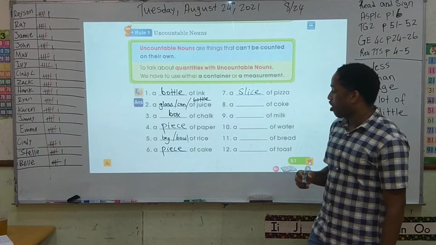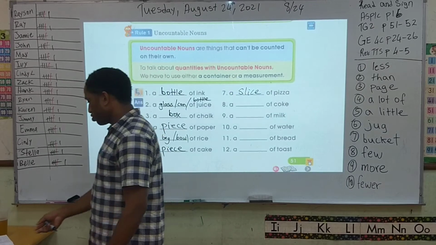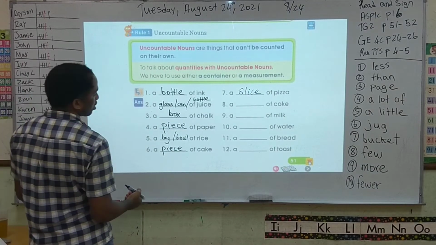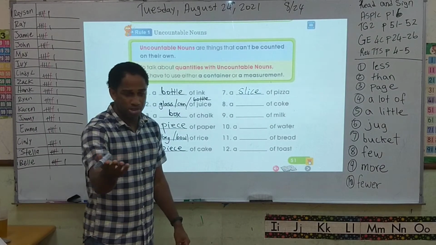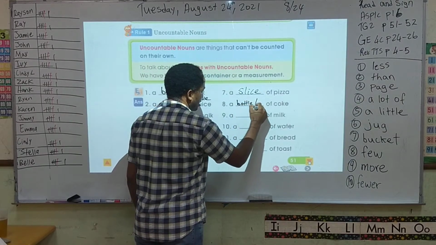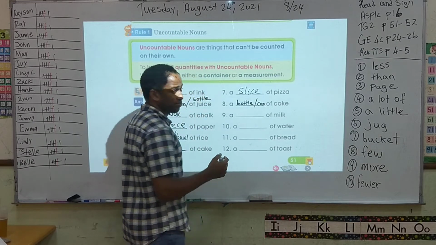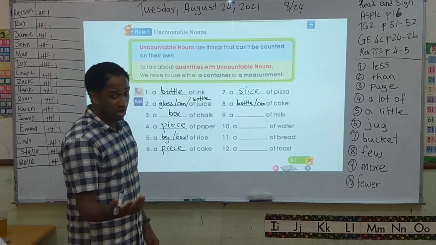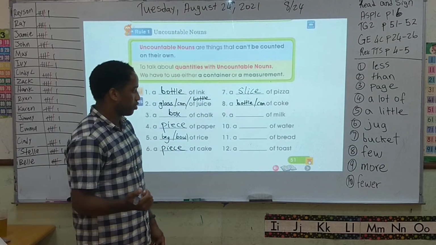A slice of pizza. Now we're going to go into Coke. Coke, you can say a bottle of Coke. Okay, bottle. Or you can say a can of Coke. Or you can even say, if you have it in a glass, a glass of Coke.